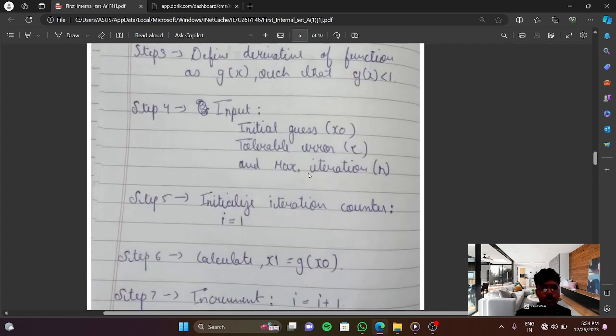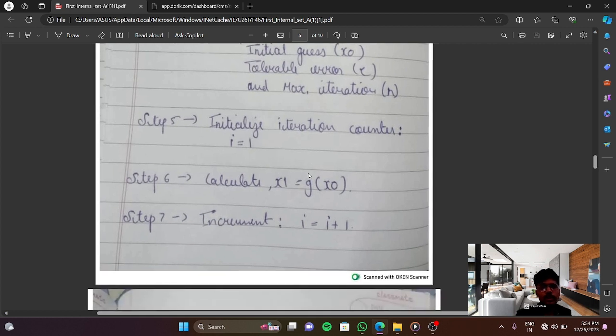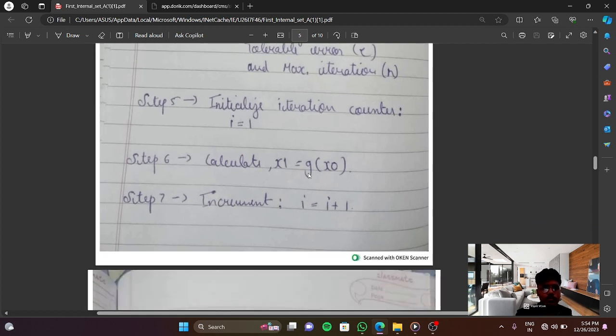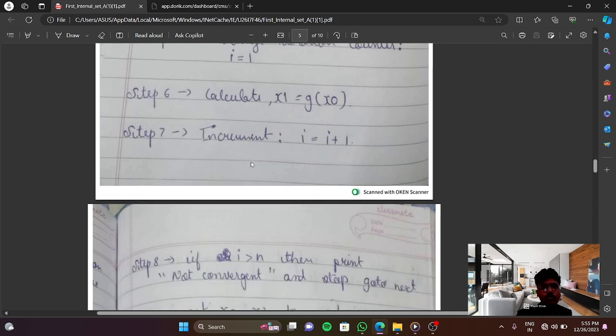Now step 4: input. We take input: initial guess x0, tolerable error e, and the max iteration n. Step 5: initialize the iteration counter, so i is equal to 0. Then step 6: calculate x1 is equal to g of x0. Step 7: increment i is equal to i plus 1.